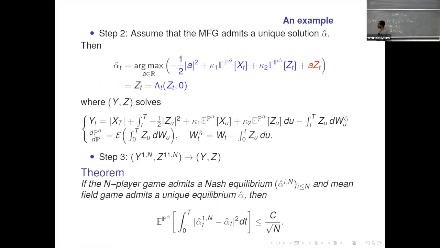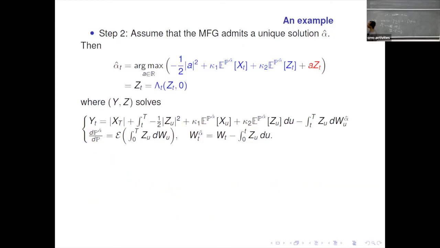Okay, so now I'm going to discuss two things for the rest of the talk. I'm going to talk a bit about this assumption here, that we assume that this game has a unique Nash equilibrium, and I say it's equivalent to solving this equation. So I'm going to say something about solving this equation.